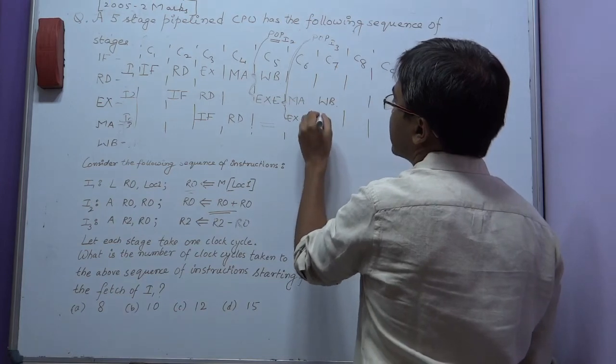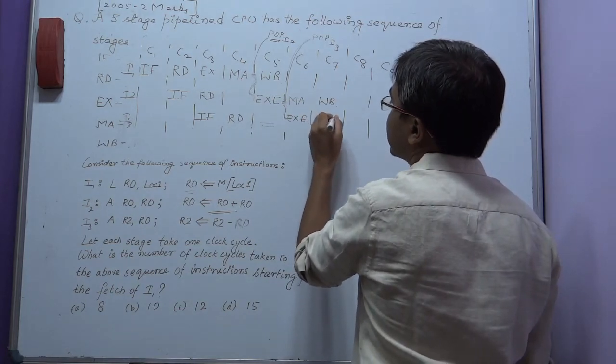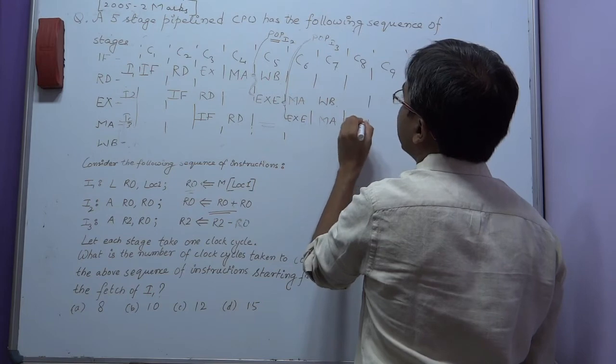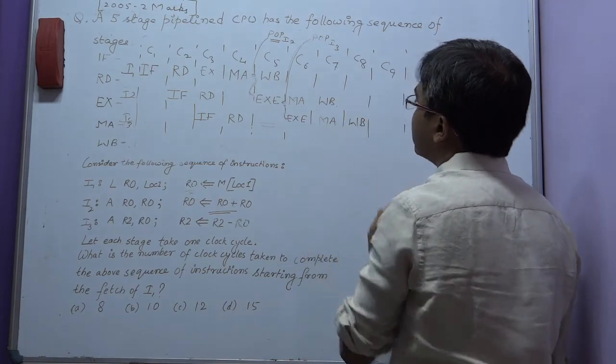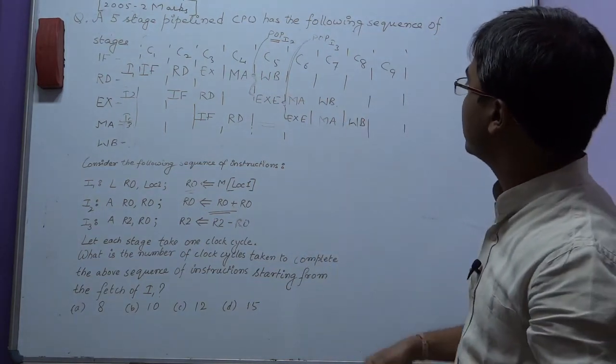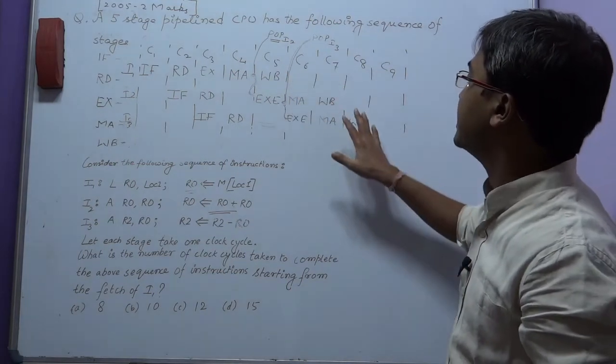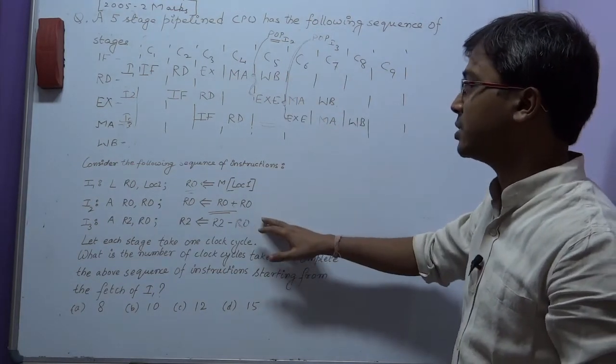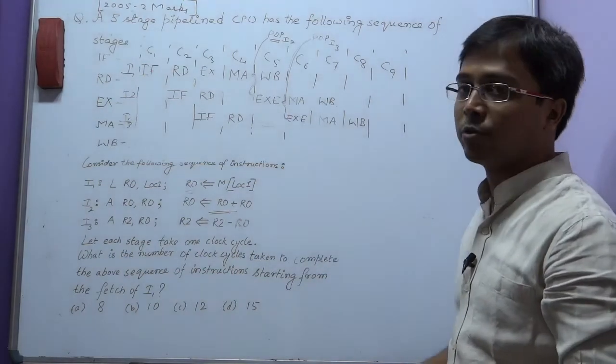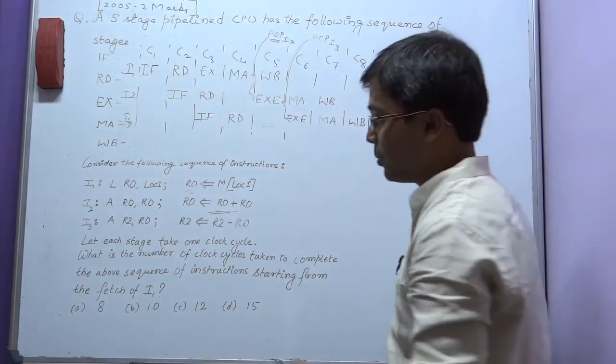And after execution, the memory access and write back stage of I3 can occur. So overall there are 8 cycles which would be required by these 3 instructions using operand forwarding. So the correct answer would be 8.